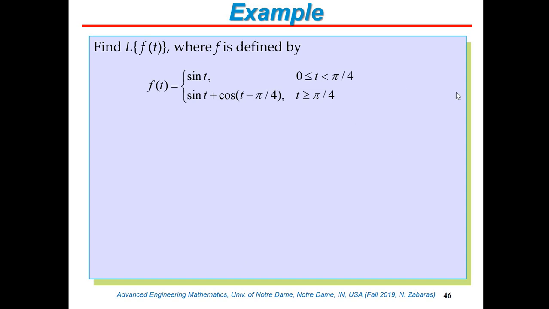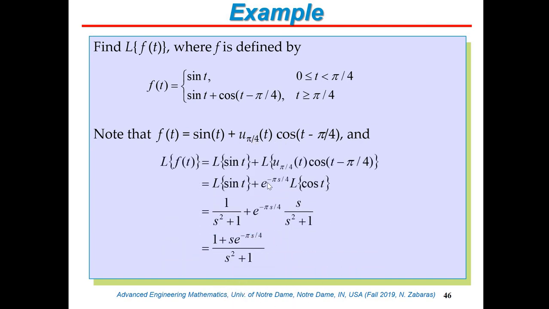It takes the value sine of t between 0 and pi over 4, and sine of t plus cosine of t minus pi over 4 after that. So you can write this in a compact way as sine of t plus u, the step function for a constant pi over 4. And the Laplace transform of sine of t is 1 over s squared plus 1.